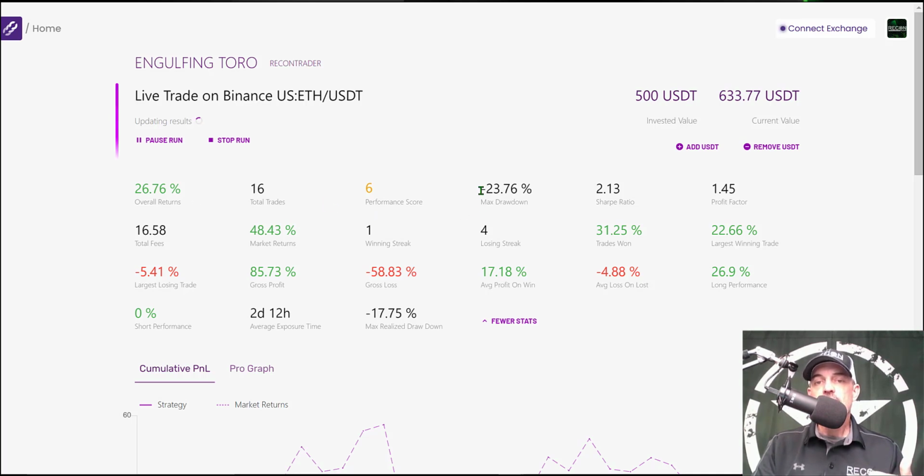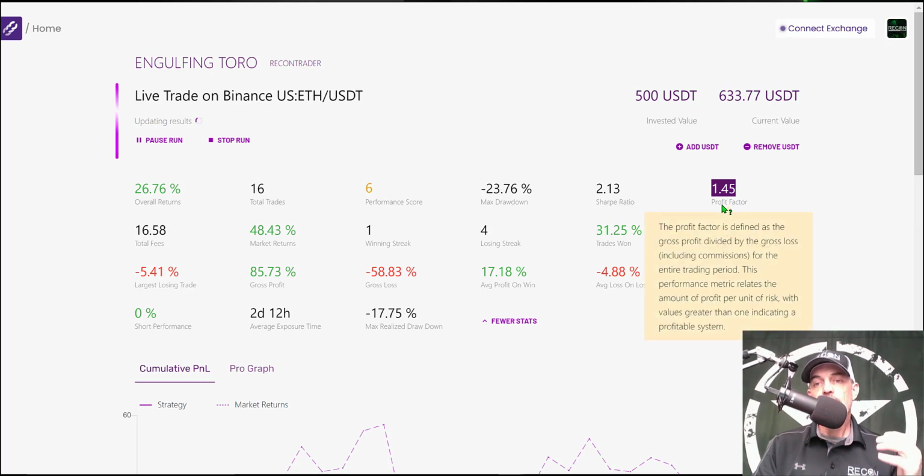Now, my max drawdown was 23%, and I like that to be 25% or lower typically. My Sharpe ratio was only 2, and the reality is 1 is acceptable, 2 is considered good. I prefer it to be 3 or higher. My profit factor was only 1.5, and really with a profit factor, 1 is acceptable, 2 is good, and again, I prefer this to be over 3.